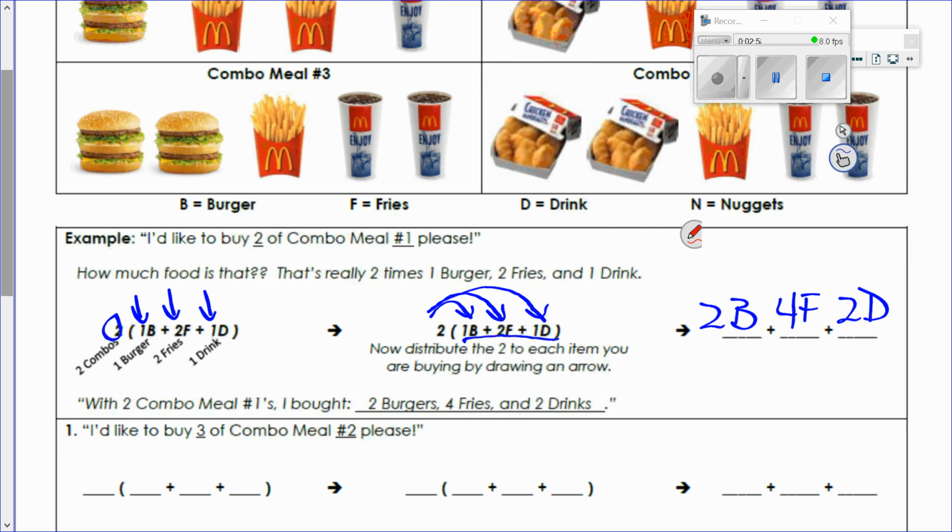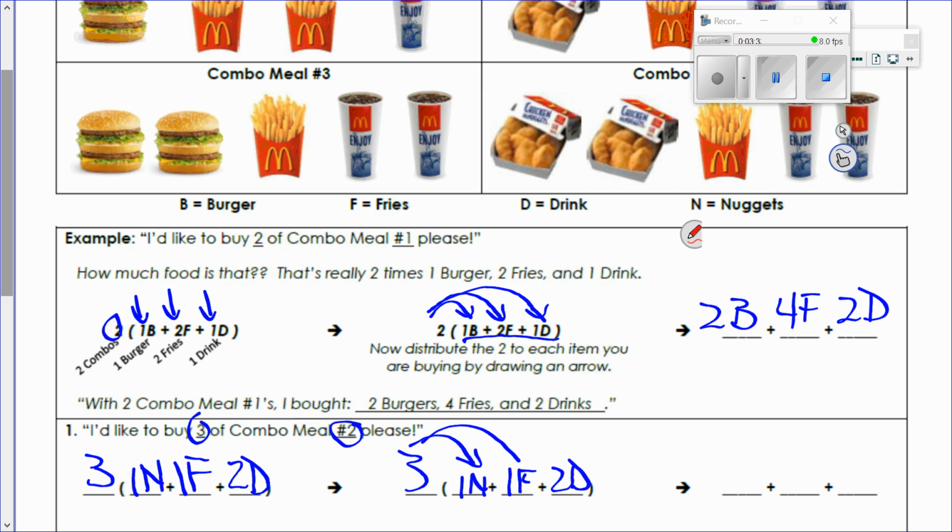Now I want to get 3 combo meals of number 2. Combo meal number 2 is the one that came with 1 chicken nugget, 1 fry, and 2 drinks. This is my sharing meal. So we're going to rewrite that. So it's going to be 3 times 1 nugget plus 1 fry plus 2 drinks. I'm rewriting it so I can draw my arrows. Now I've got room to do that.